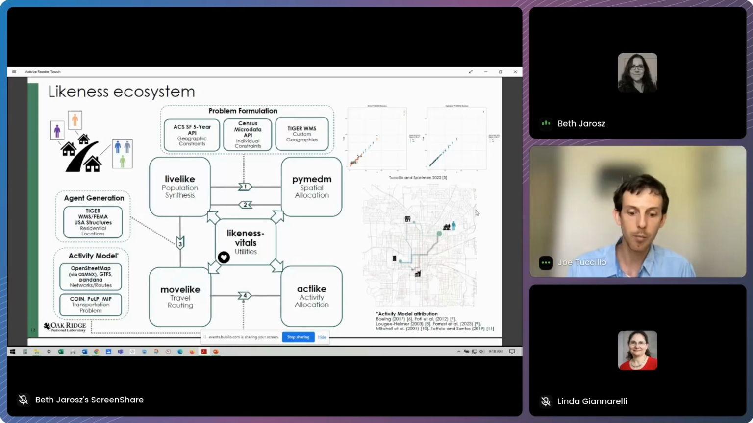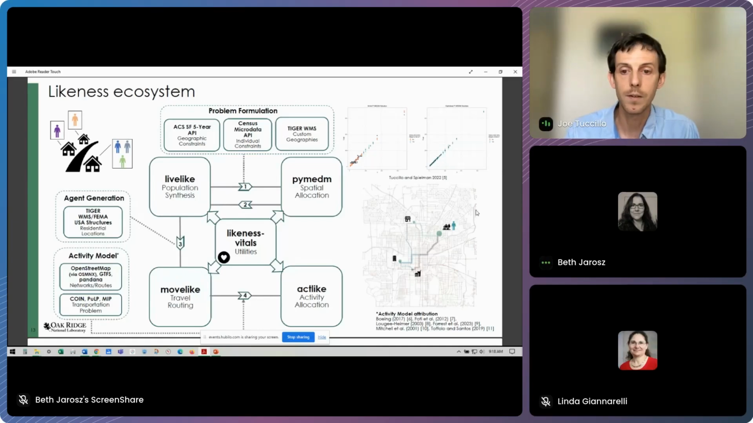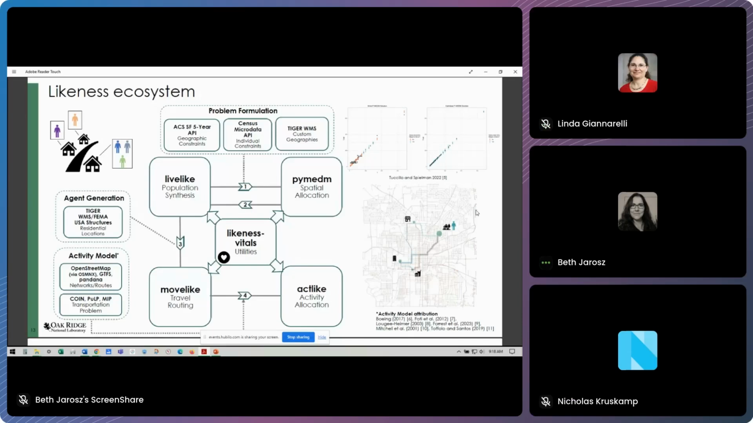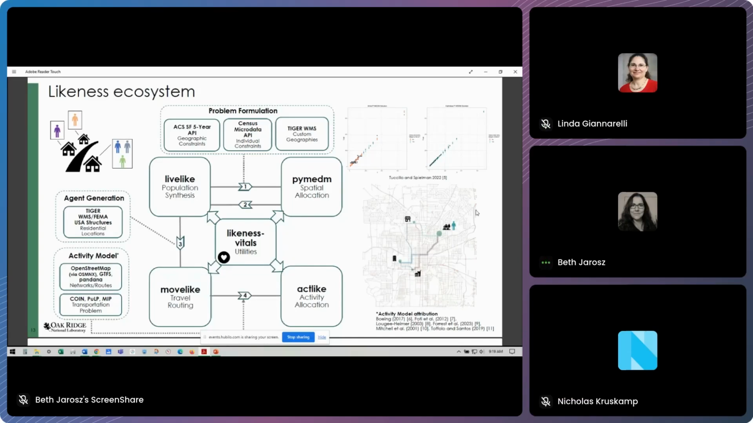PyMetam is an implementation of a model called penalized maximum entropy asymmetric modeling, which, as I mentioned previously, our goal is to faithfully recreate the ACS summary file. We do so not in terms of the actual estimates of our constraints, but on the margins of error on those constraints. And this allows us to produce infinitely many different realizations of a synthetic population that the ACS summary file could reasonably decompose to.